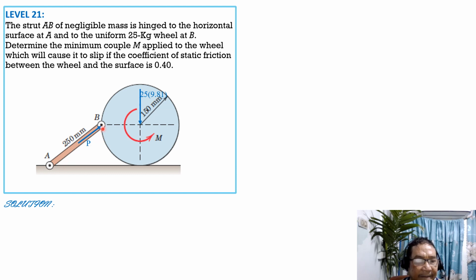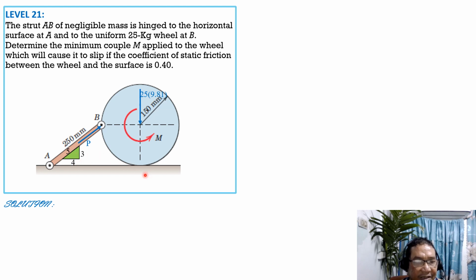The vertical component of distance is 150. The hypotenuse is 250. So 150 divided by 50 is 3 parts. The hypotenuse 250 divided by 50 is 5 parts. So the horizontal component of distance is 4 parts. So 3, 4, 5. 3 vertical, 4 horizontal, 5 hypotenuse.